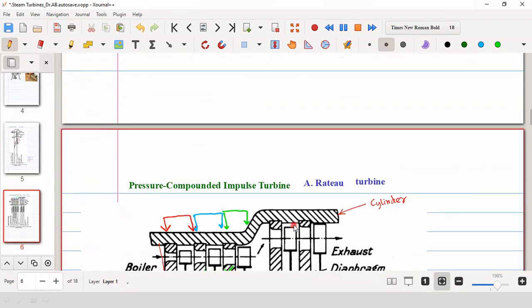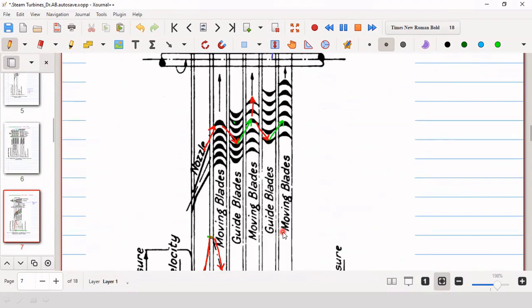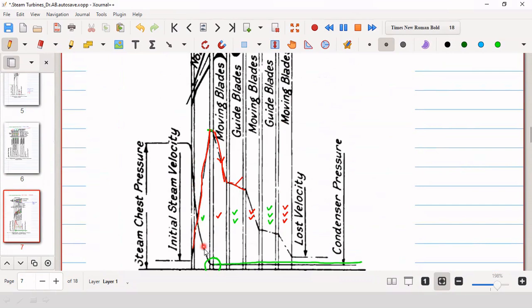Velocity compounded impulse turbine. This is this one. So the pressure is reduced only once, and velocity is reduced in all moving blades. So in all the moving blades, the velocities are reduced, and in the guide blades, there is no change of velocity. This velocity change that is shown here is due to the friction only, due to other mechanical reasons or energy conversion related things.